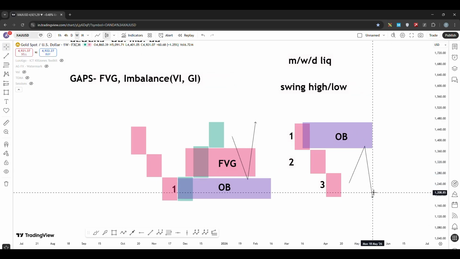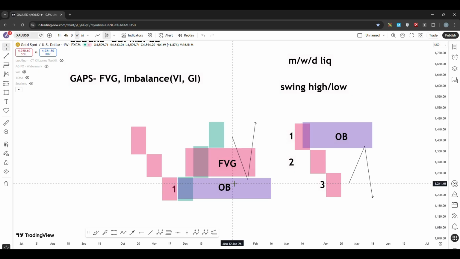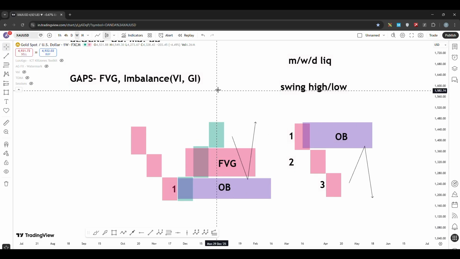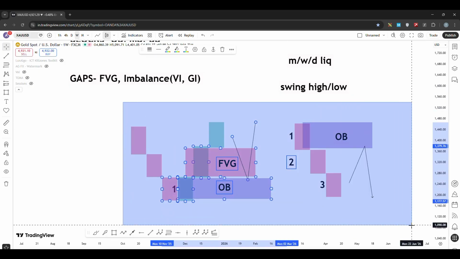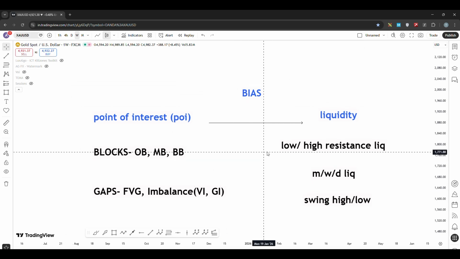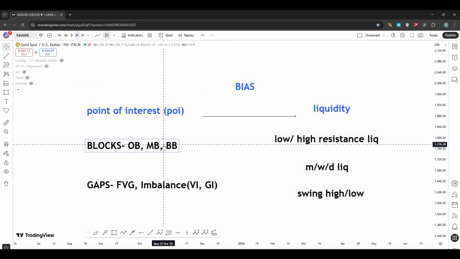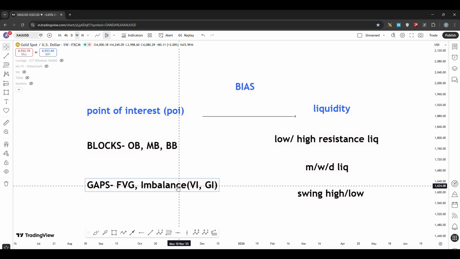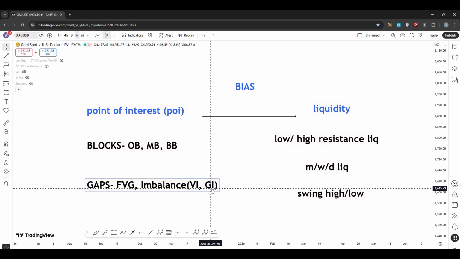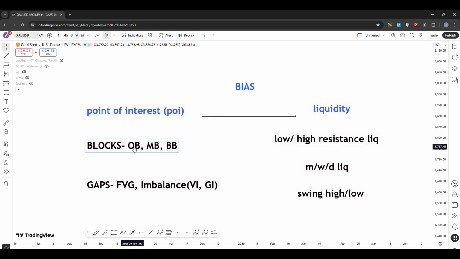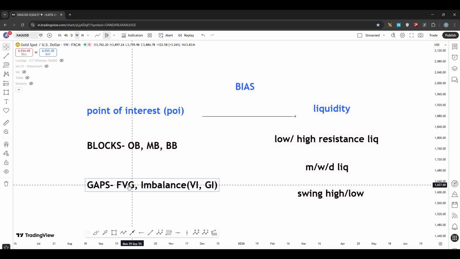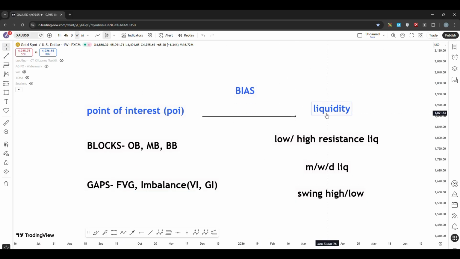So I hope you have understood what a fair value gap is and what an order block is, and these are the most important and the most popular types of points of interest that you see in the market. Now I'm going to remove this. Apart from that, besides order blocks we have the mitigation block and breaker block, so I will bring a separate video on blocks. I'll also bring a separate video on gaps, where we will study imbalances such as volume imbalance and gap imbalance. But for now, we have learned what an order block is and what a fair value gap is. Now let's talk about liquidity.